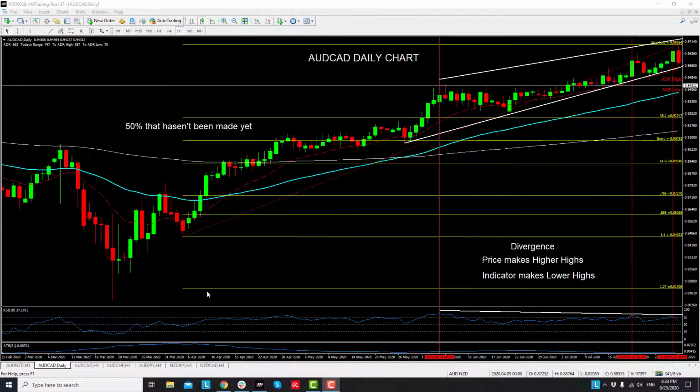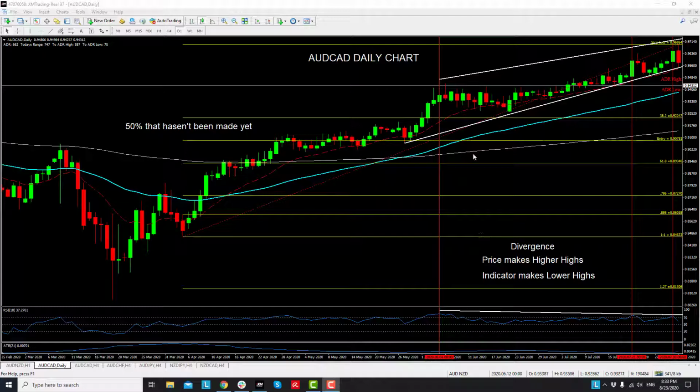Okay, looking at the daily chart of the Aussie Canadian market, we can see this market has been in an uptrend since about the middle of March. The uptrend has been going pretty much straight up, and at the end of last month we see a reversal candle appear, as well as divergence.